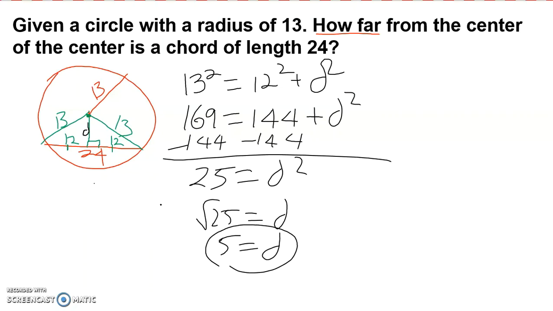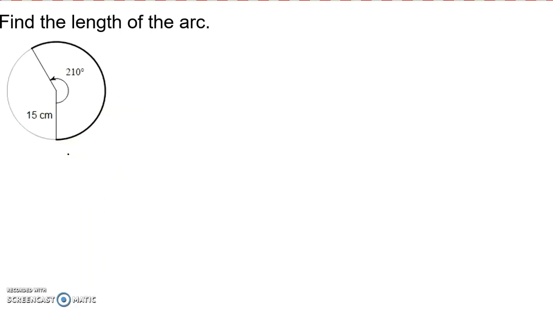Any questions? Sometimes you may be given the radius and the distance and asked to find the length of the chord. Be careful when you do that, because you will only find half of the chord, which is part of the right triangle. So you have to double it to get the whole chord. But that's the same way you solve the problem.